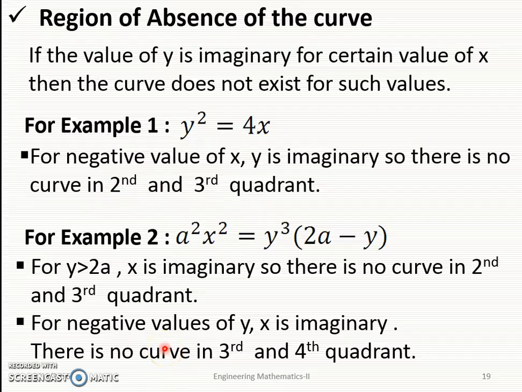Similarly, in example number 2, we can observe that for y greater than 2a, x becomes imaginary, so there is no curve in second and third quadrant. So for negative values of y, x is imaginary, so there is no curve in third and fourth quadrant.